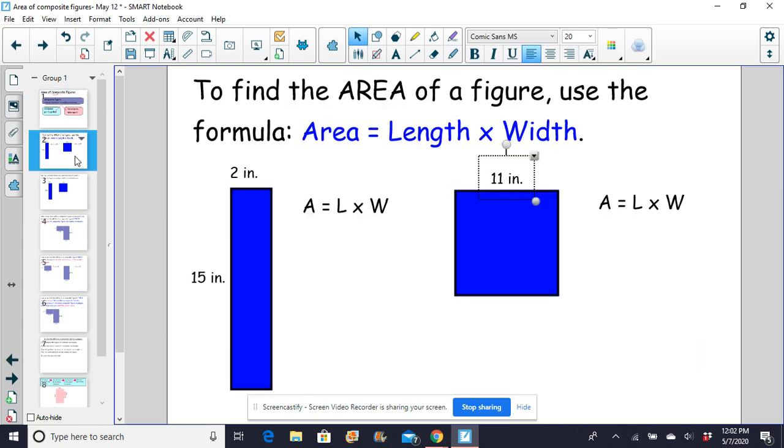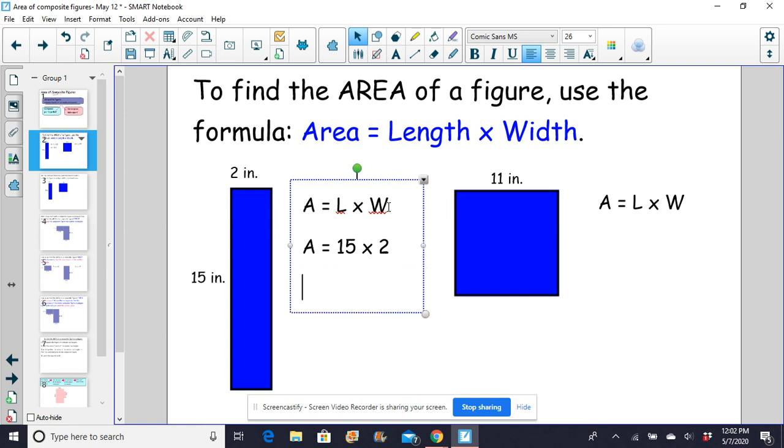So we're going to just take a quick moment to review finding the area of a basic figure, a rectangle or a square, using our formula, area equals length multiplied by width. A equals L times W. So I'm going to start actually with this tall, skinny rectangle on the left. I'm going to fill in what I know in my formula. I'm going to be finding the area, so I don't need to fill anything in there. The length, the longer side, is 15 inches, multiplied by the width, that shorter side, the width is 2 inches. So I have A equals 15 times 2. 15 multiplied by 2 is going to give us 30.